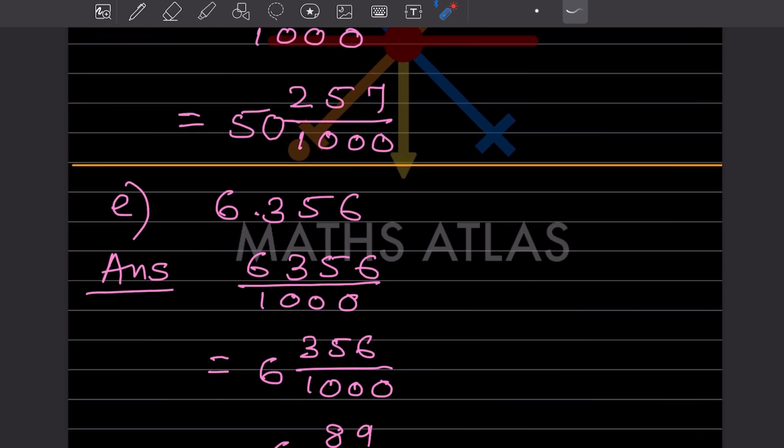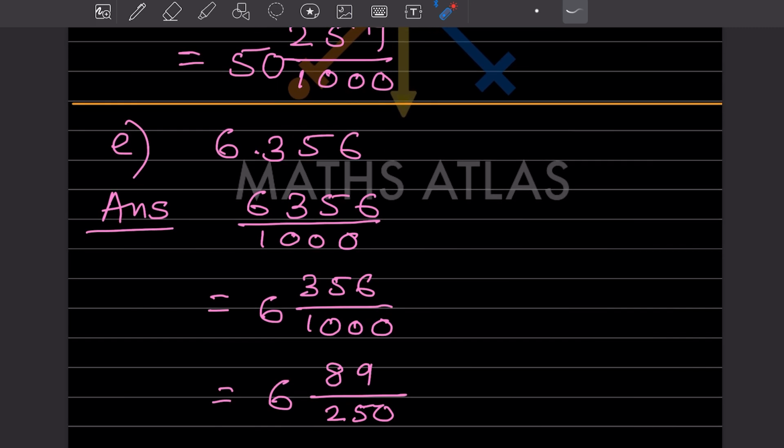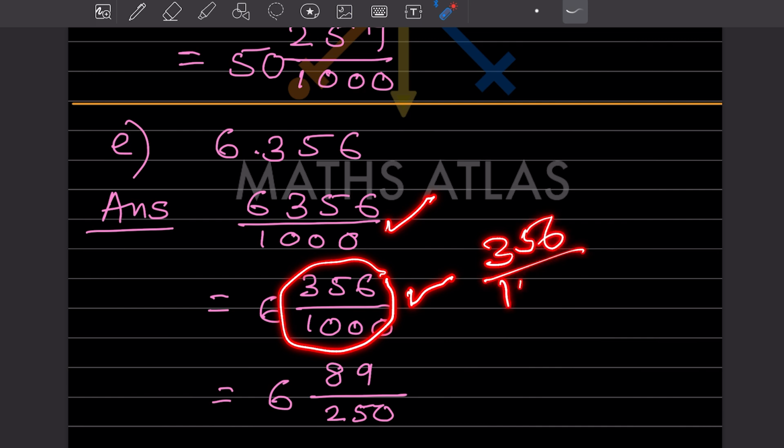Now again here, after the point there are 3 numbers. So again we are going to divide it by 1000. This will be as it is without a point. So what are you going to write here? When you divide this one, you will get 356 divided by 1000. But this we can simplify further. So when you simplify, you can just write here 356 divided by 1000.